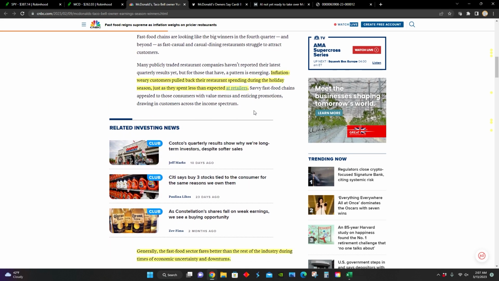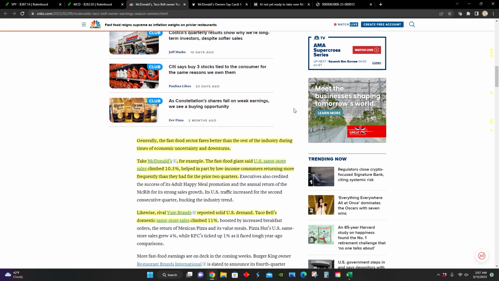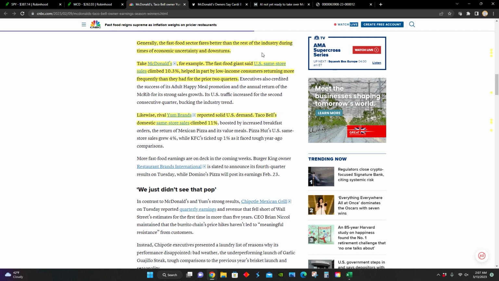If I scroll down here, they point out that inflationary customers pulled back on their restaurant spending during the holiday season, and they also pulled back on their spending at retailers, but they ended up spending more money at fast food chains, which actually do better during times of economic uncertainty and economic downturns. McDonald's in particular reported U.S. same-store sales increased by 10.3% recently, which was helped in part by the fact that low-income consumers kept on returning more frequently to their fast food chains during the prior two quarters. And on top of that, their rival Yum Brands reported that their Taco Bell domestic same-store sales increased 11%.